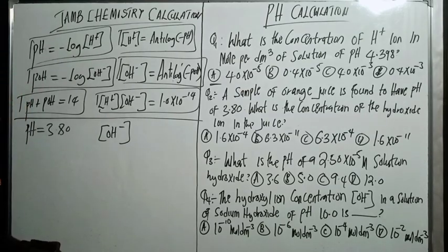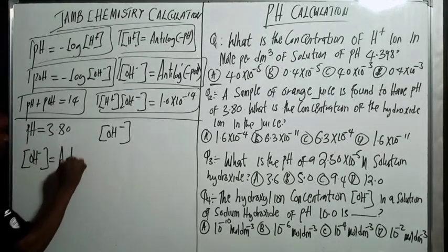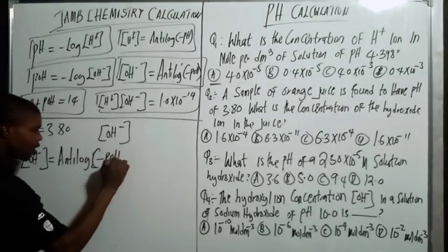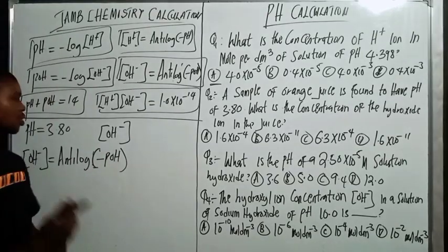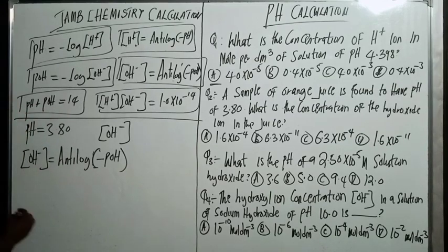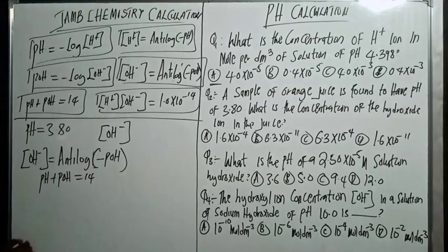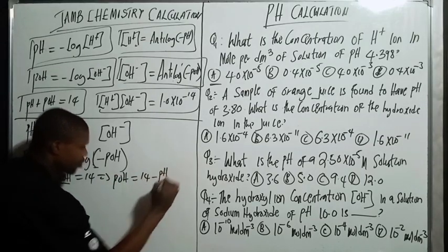Now, what is the formula to calculate OH minus? OH minus concentration is equal to antilog minus pOH. So the question is, how can I get my pOH? Since pH is given to me, I can use this formula to get my pOH. So recall pH plus pOH equals 14. So this implies that pOH equals 14 minus pH.